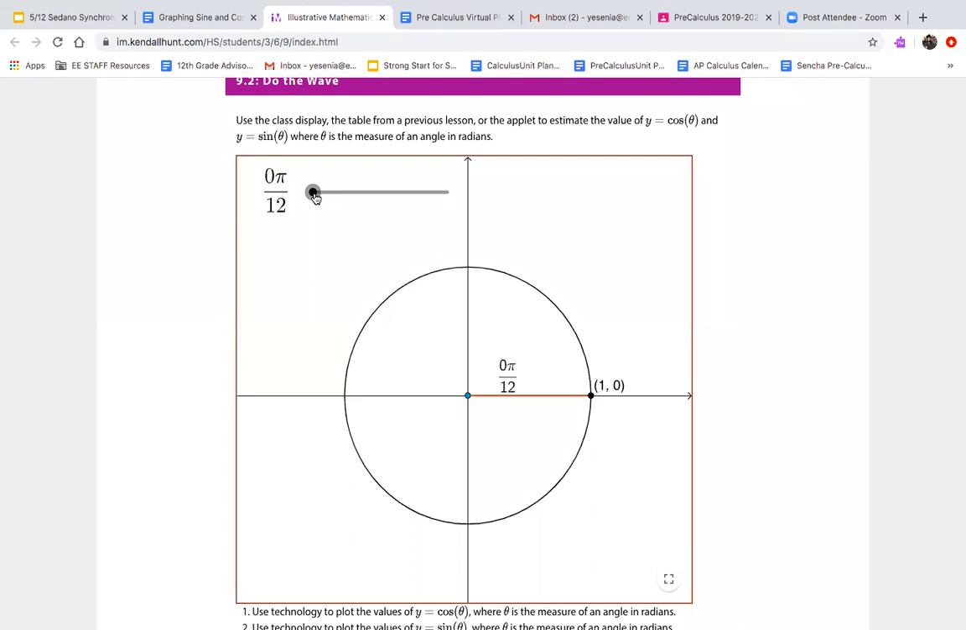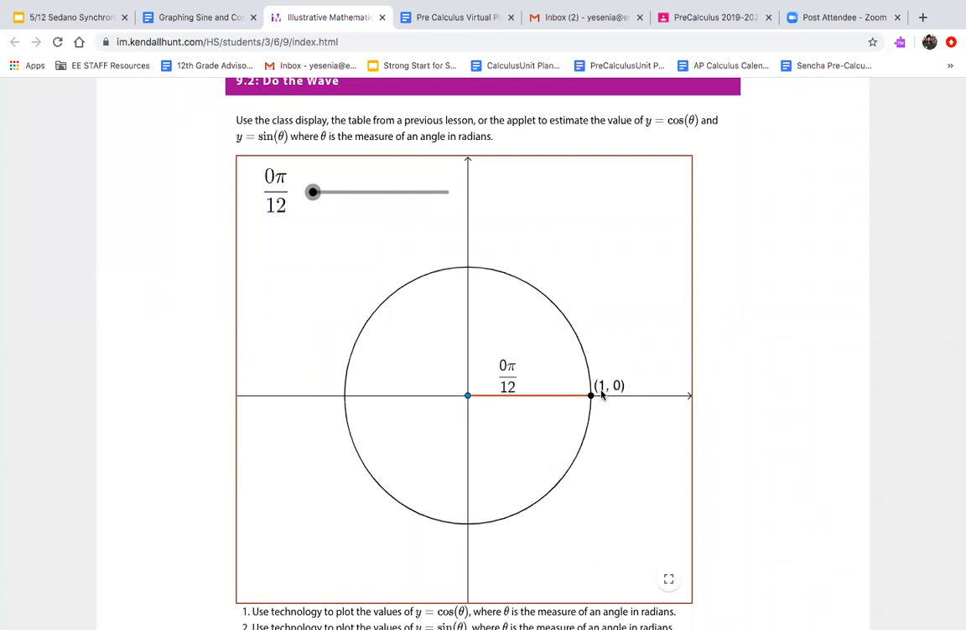So what I'm looking at when I'm moving this is just my X value. The first coordinate point is my X value. In order to graph cosine, that's what I'm looking at. And again, this is your X, the second one is your Y.